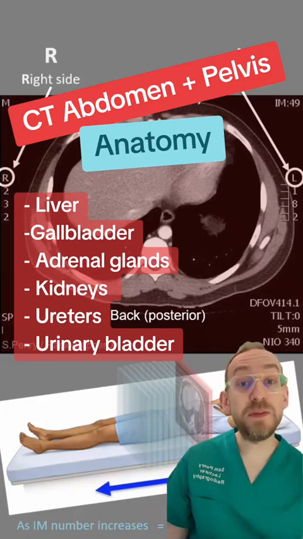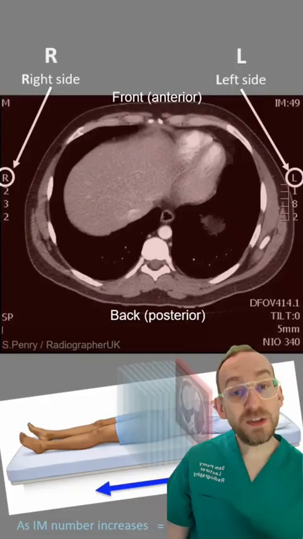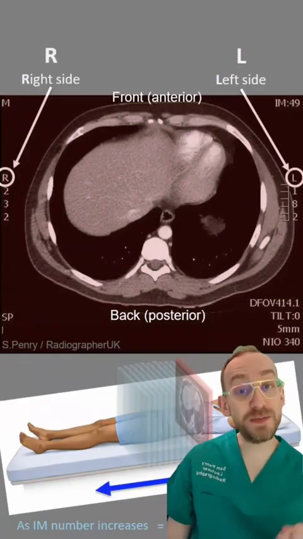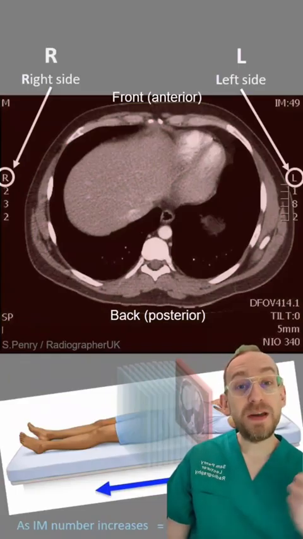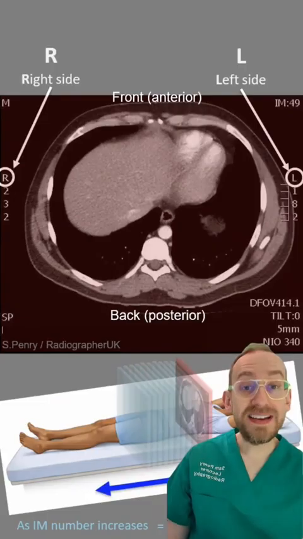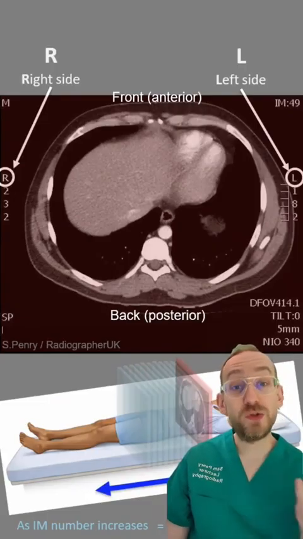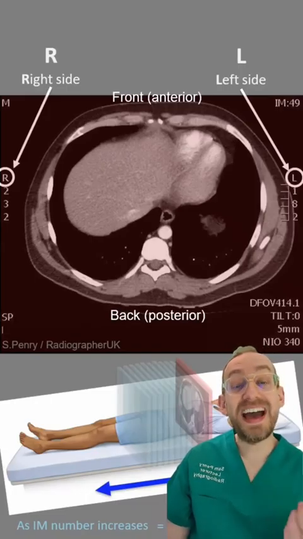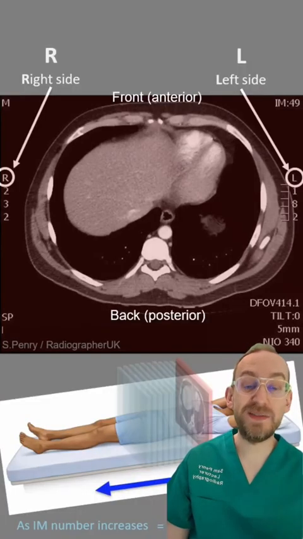CT of the abdomen and pelvis. Now in this video we're going to be looking at some of the anatomy within the abdomen and pelvis, specifically the liver. We're going to be identifying the gallbladder, the right and left adrenal glands, kidneys, ureters, and finally we're going to end the video by identifying the urinary bladder.